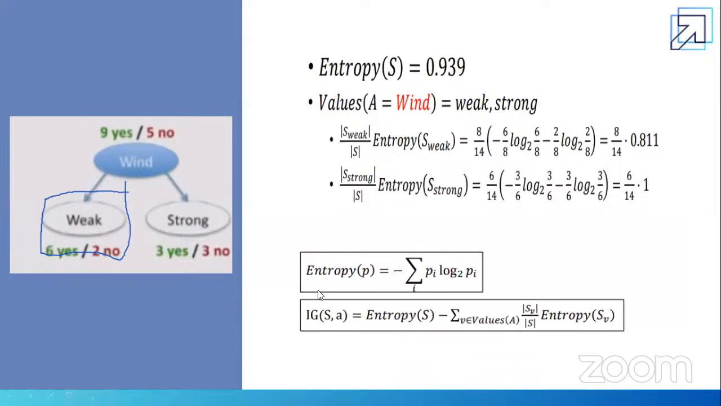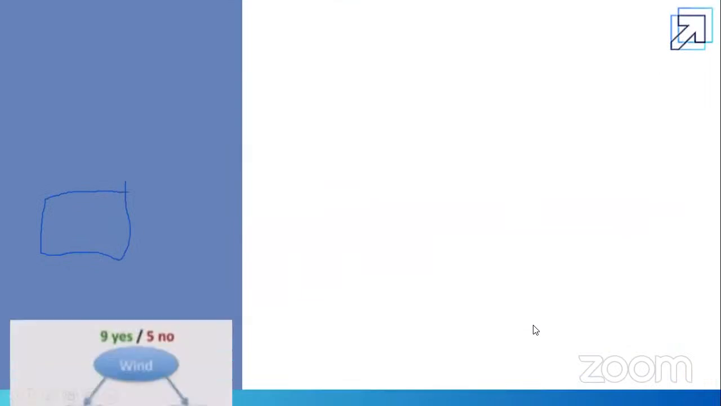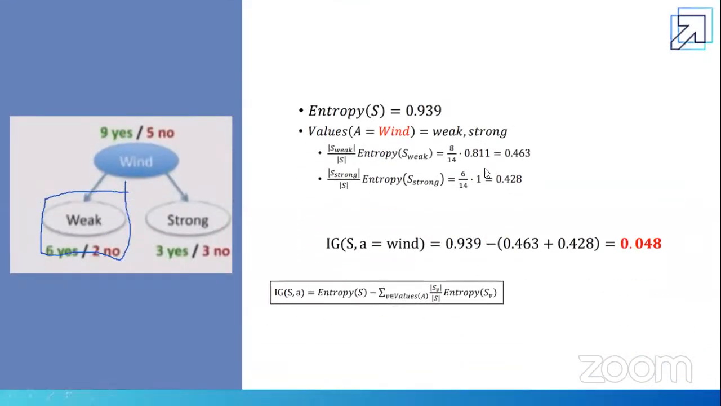Now, what was the formula of entropy? Information gain is current entropy minus new entropy. So the current entropy was this. New entropy is the summation of both of these. Okay. So here we get the entropy as 0.048. Information gain as 0.048. This was the case if we split it on wind.